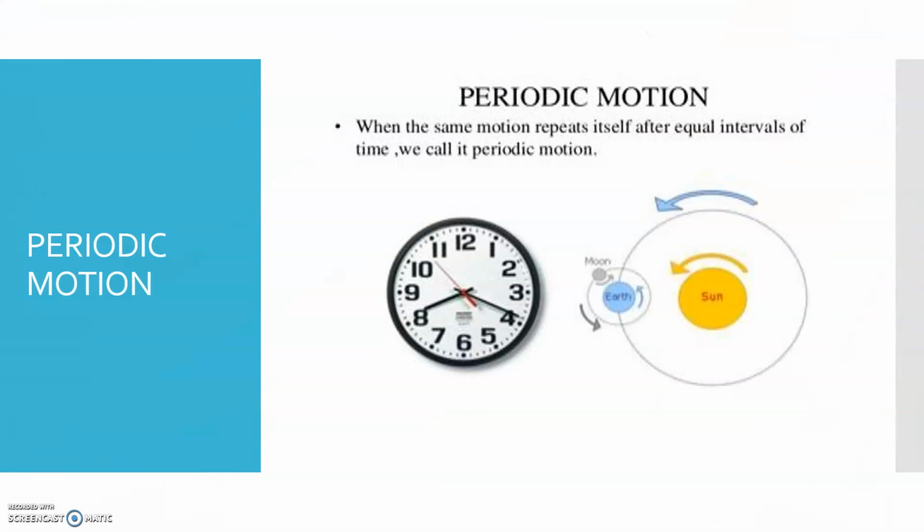Periodic motion. When the same motion repeats itself after equal intervals of time, we call it periodic motion. Some examples of periodic motion are the motion of the moon around the earth, the motion of the earth around the sun, the heartbeat in a healthy person, and the motion of the pendulum of a clock. Understood, children?